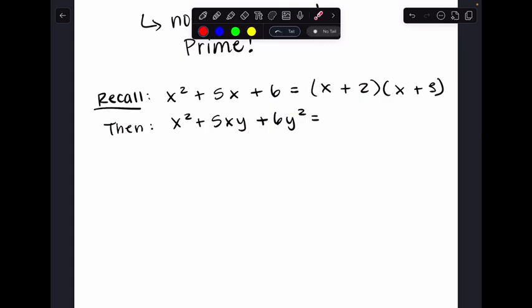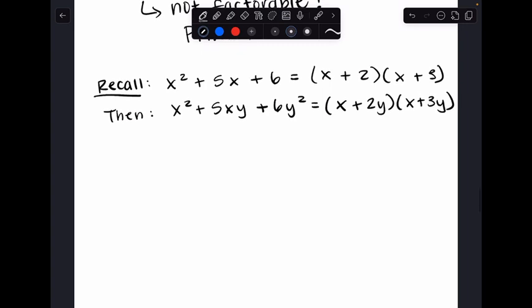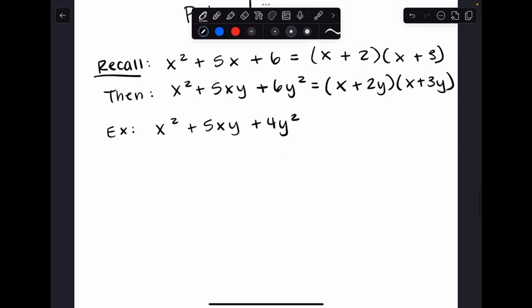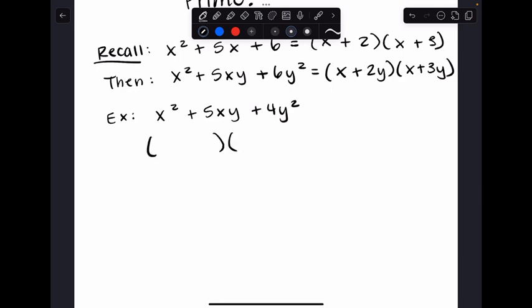I want you to notice that when we factor this out, you're still going to factor it very similar to how we've been doing the other ones, but now we're just dealing with two variables. So if I were to give you an example, let's say we have x squared plus 5xy plus 4y squared. Right off the bat, I would set up your pairs of parentheses. I know we have an x and an x here because when I FOIL that out, x times x gives me x squared.